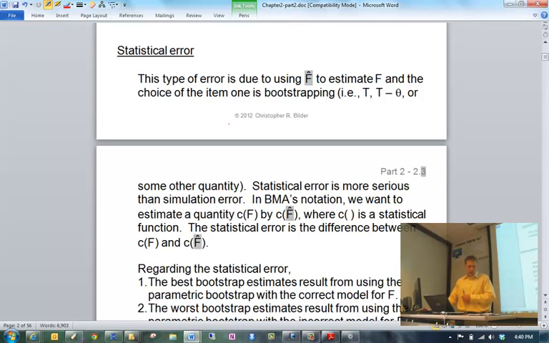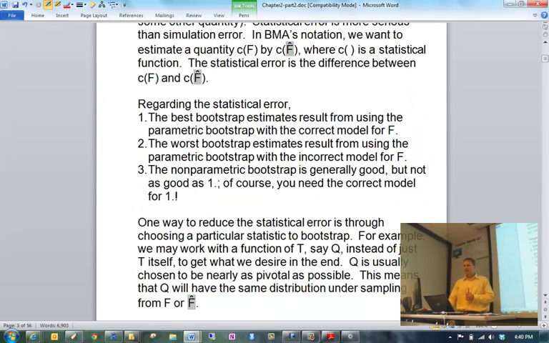So regarding this statistical error then, when is the bootstrap going to work the best, meaning the lowest amount of statistical error? Well, it's given in 1 here. The best bootstrap estimates result from the parametric bootstrap when the correct model for f is used. That makes sense. You know what f is. You're using the correct f to begin with.